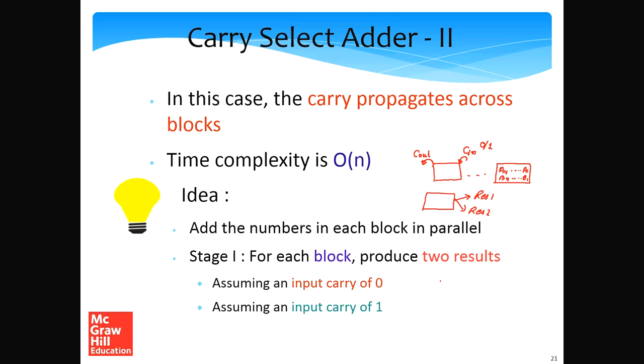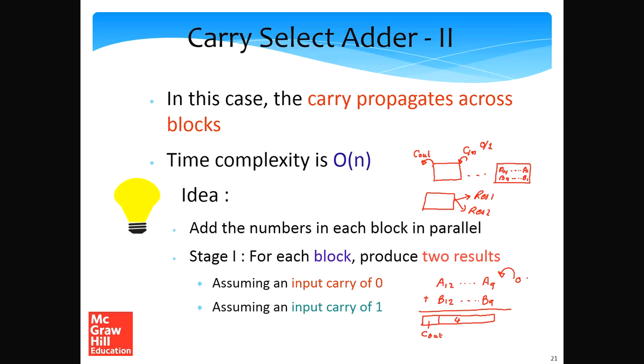Let's say that we are trying to add A12 plus... So for this particular block, the value of the carry input can either be 0 or 1, right? So we don't know that. So let's first assume the carry input is 0 and let's produce an output. So the output will have 5 bits, 4 of them are sum bits and 1 of them is the carry out.